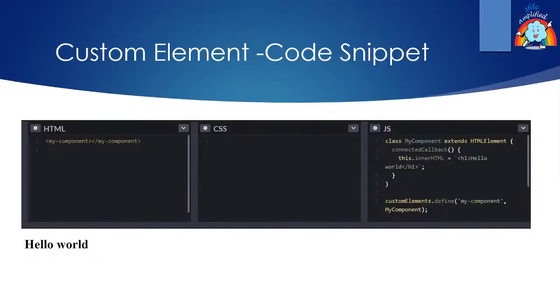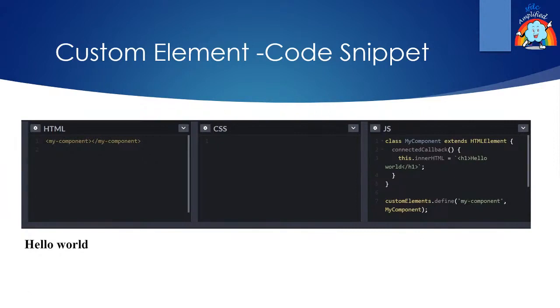So here is the code snippet for it. As I said earlier, you don't have to go into very much detail about it, but a fair understanding is important. In the HTML, I'm using CodePen here. So here you can see my component. My component is not any tag which you have used. You have never seen that. So if you try my component HTML, nothing will happen.